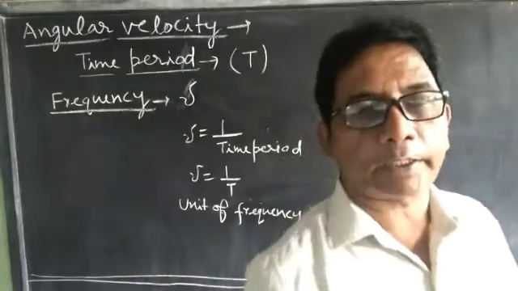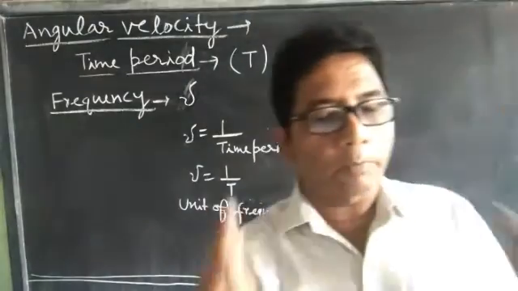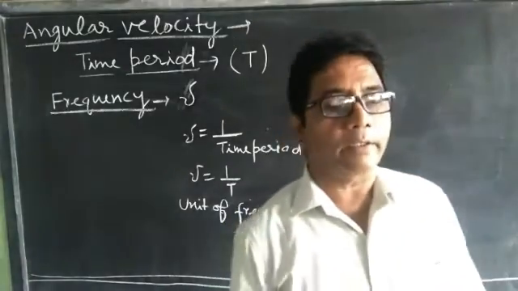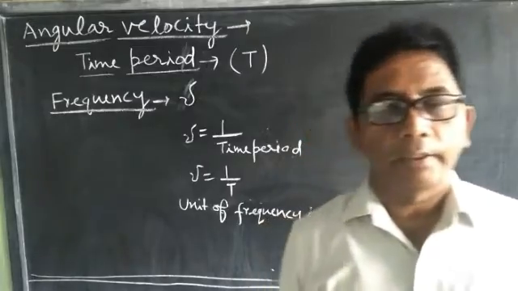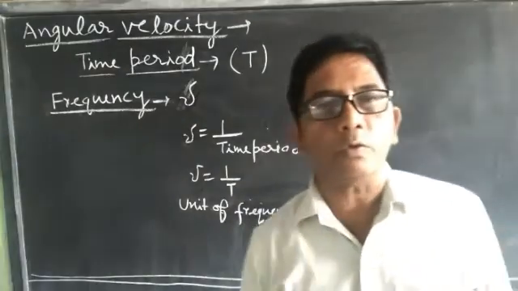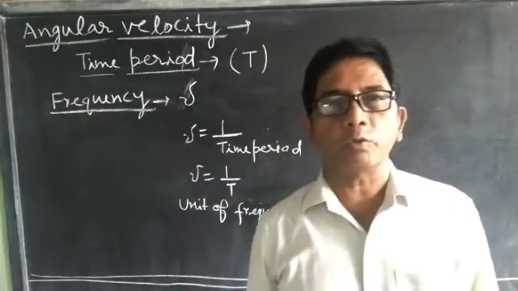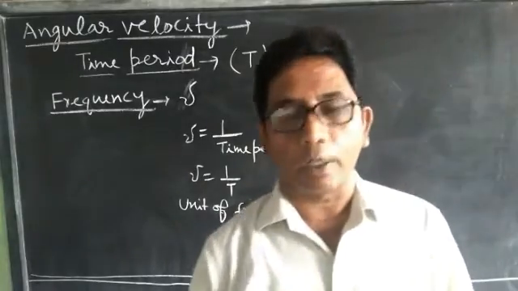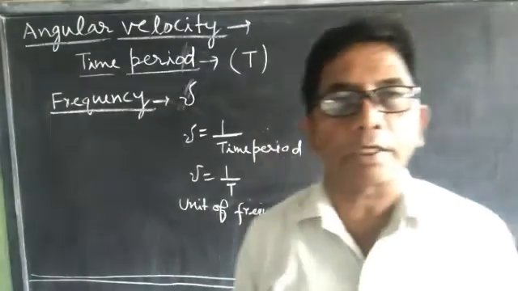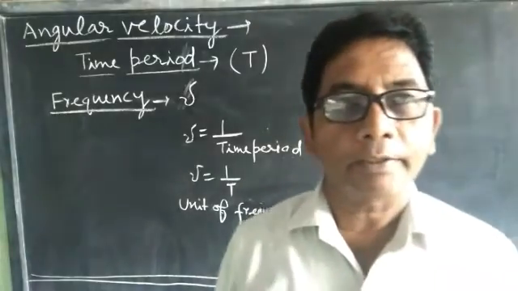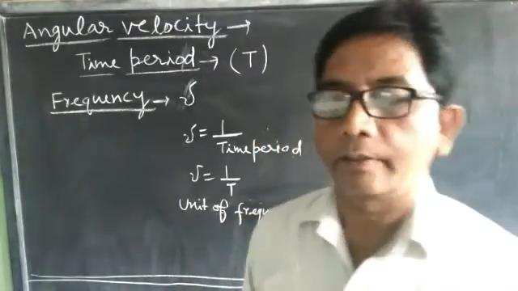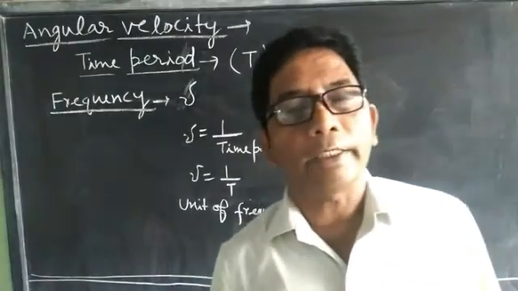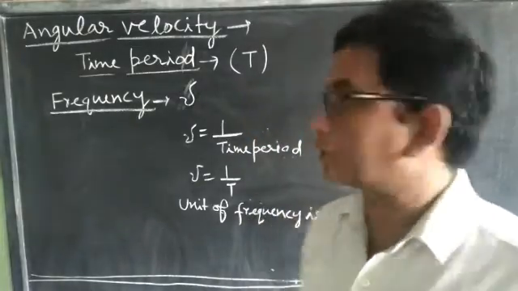The number of revolutions per second is called frequency, and frequency is equal to 1 upon time period. Nu is equal to 1 upon T, and its unit is per second, also called hertz. If I ask you what is the other name of hertz, what will you tell me? Per second.